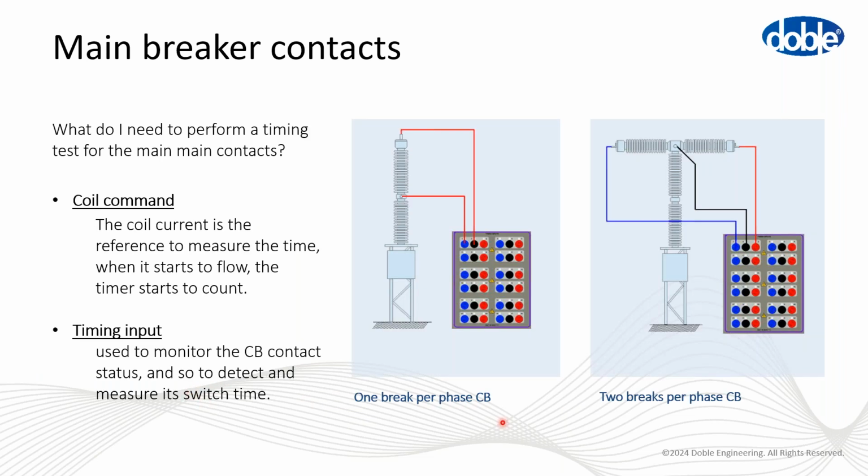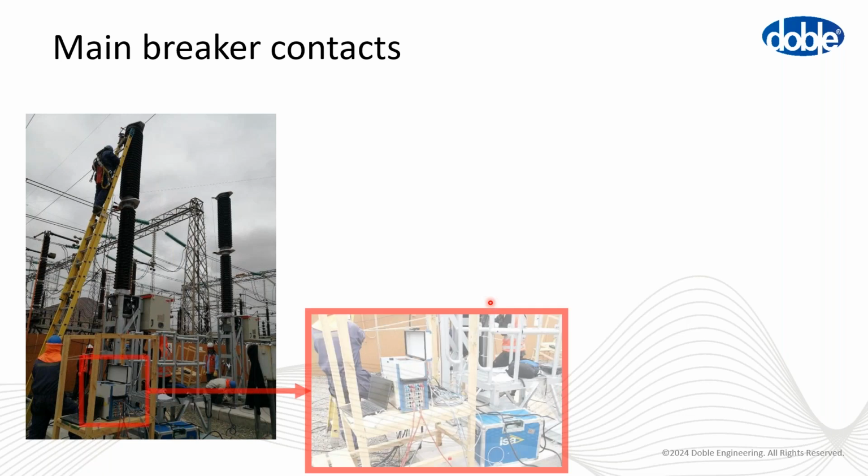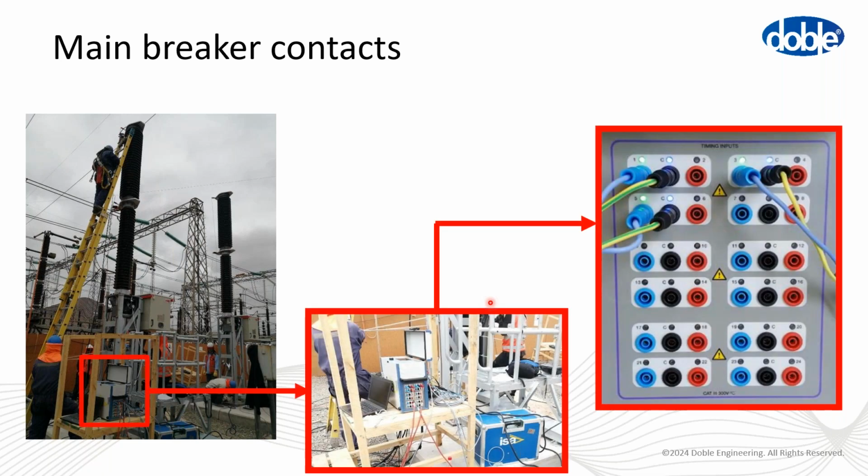And the connections to make are just these. For each phase, you can take the timings. You connect one on one side of the breaker chamber and the other one to the other side. In case of 2 breaks per phase, you just have to use 2 of them. Here is an example and some pictures of the connection. In this case, it was just 1 break per phase. One clamp is connected here, and the other one is connected up here. These 2 correspond to these 2 inputs.